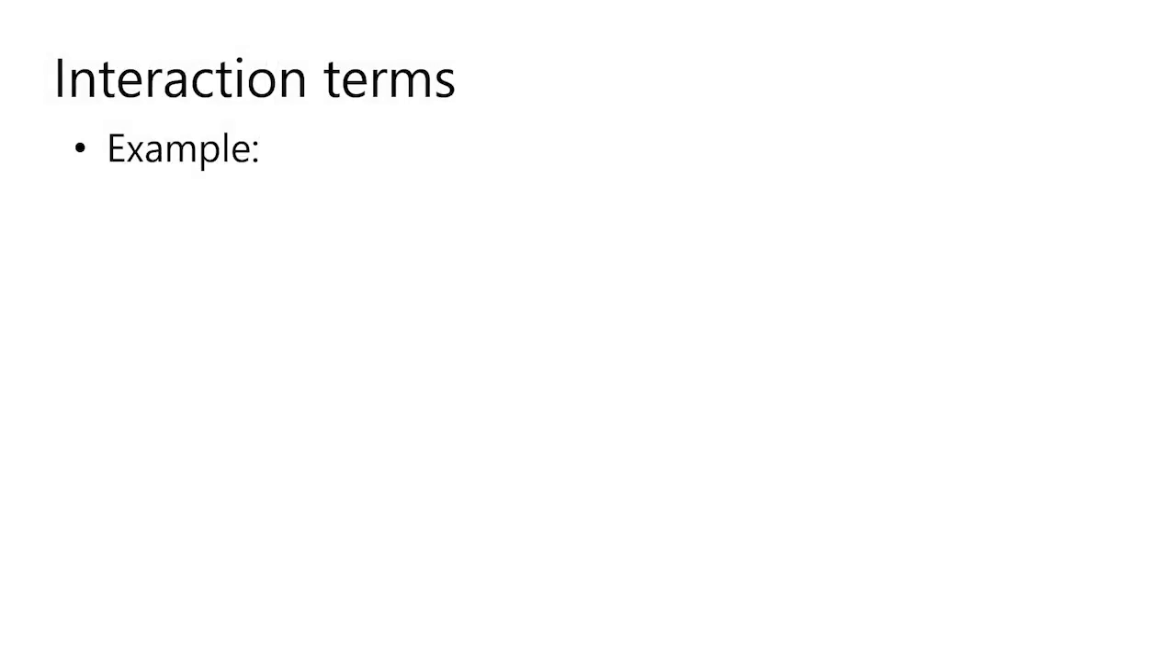Let's talk about a little trickier. So we've talked about 1D features and how we can transform them. Let's talk about a little trickier problem, which is interaction terms. So an interaction term, like what's an example?